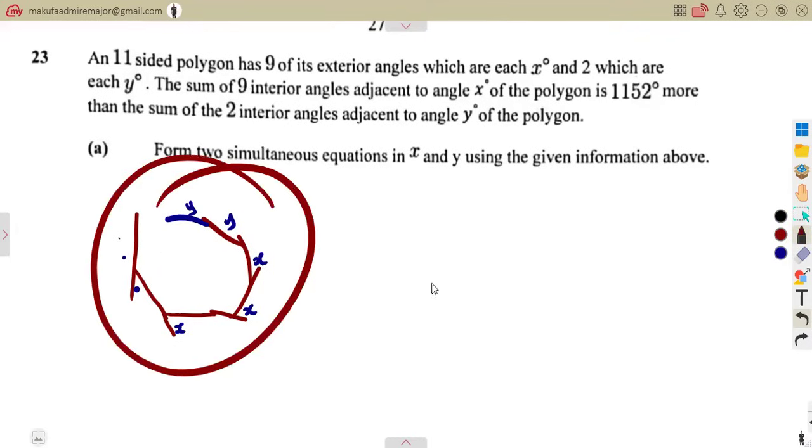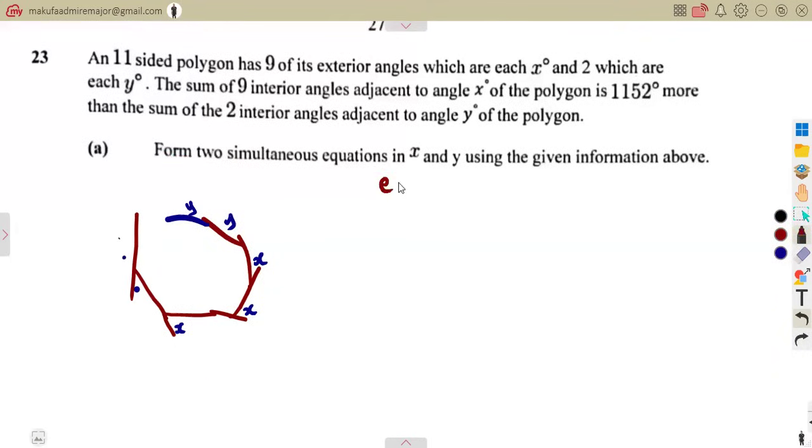So we are given these exterior angles, and we know that the sum of exterior angles of any polygon that you can talk of is equal to 360 degrees. Exterior, not interior.